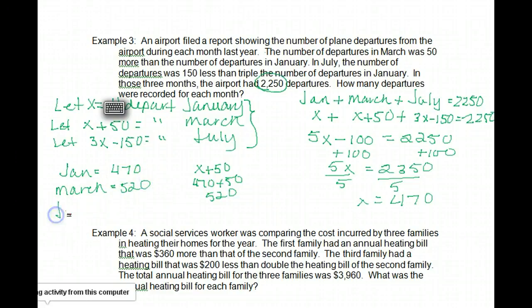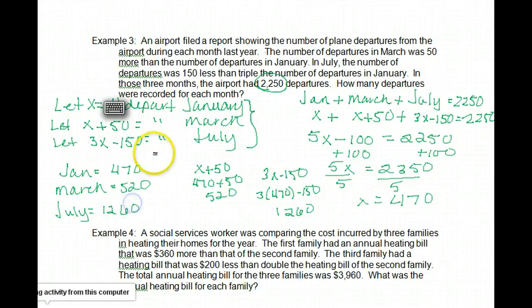And lastly, we have to find July. July, we have to use the expression 3x minus 150. So we will take 3 times our value for x, which was 470, minus 150. When we evaluate all of that math, we should get 1,260. So we should find that there's 1,260 departures in the month of July.